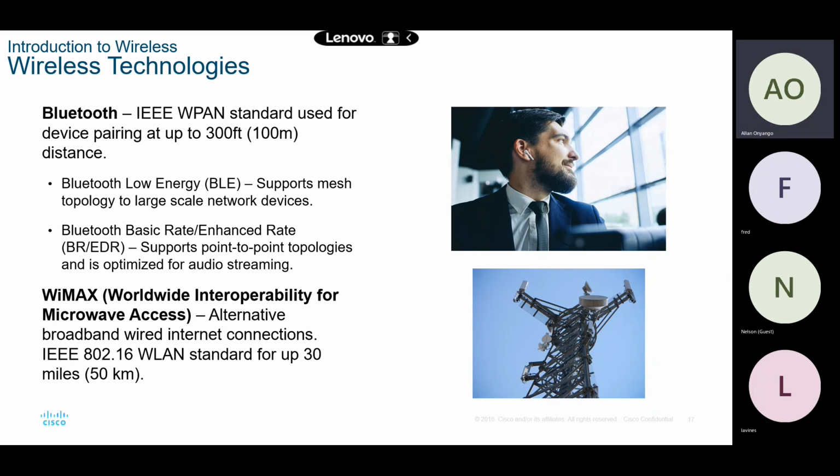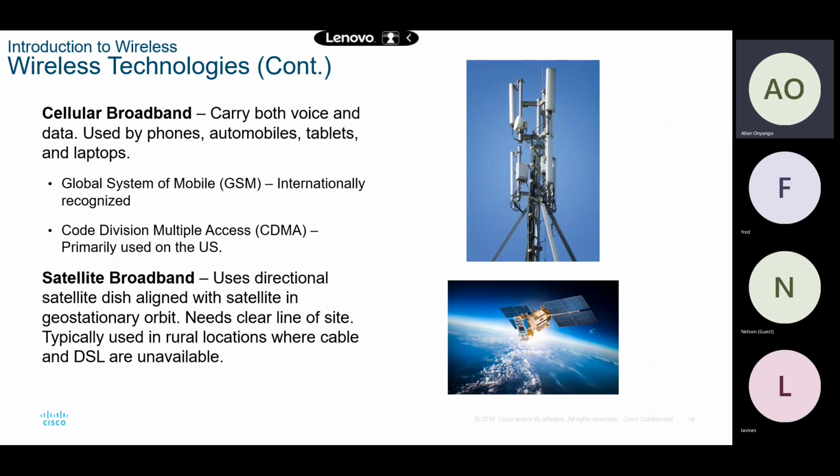And then we have what is called WiMAX, the Worldwide Interoperability for Microwave Access. This is an alternative broadband wide area network connection. Normally, the IEEE standard is 802.16. And this covers a larger geographical area. It is also a wireless connectivity option, covering up to about 30 miles, that's about 50 kilometers in length. So those are just different types of wireless networks.